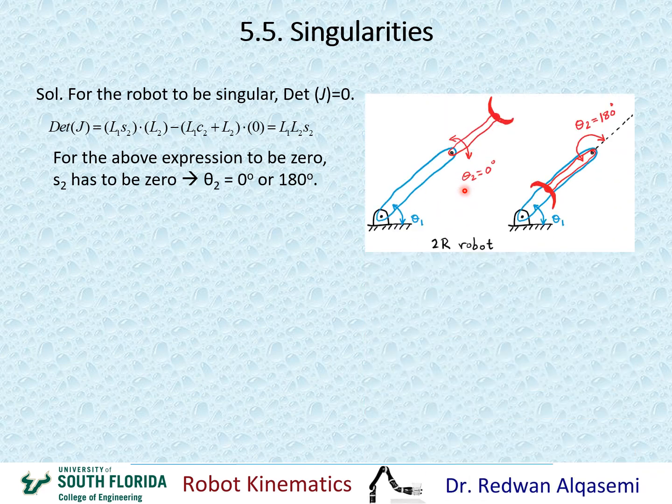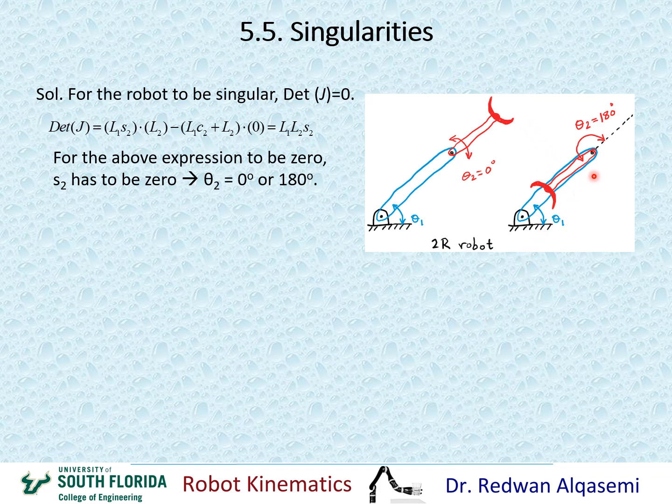So these are the two cases. The first case is when theta 2 equals 0. In that case, the arm is fully stretched, and this angle here is 0. At the end effector here, we are right at the outer boundary of our workspace. If you notice here, it doesn't matter what theta 1 is. Theta 1 can be any value. If theta 2 is 0, that means we are always at the outer boundary of our robot.